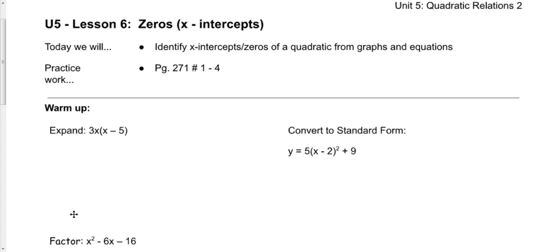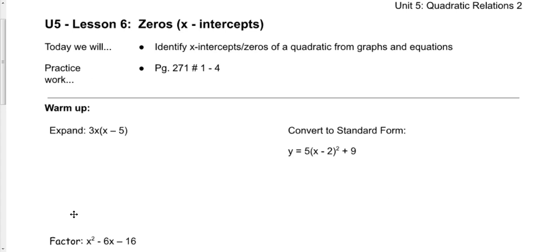Today we're going to take a look at identifying zeros, or the x-intercepts of parabolas. And so we want to be able to do that both from graphs as well as equations. But in order to start warming up, I just want to go over a couple of things. We'll look at some expanding and some factoring, some converting from vertex into standard form, because those are going to be useful skills as we're moving forward in this next section of the course.